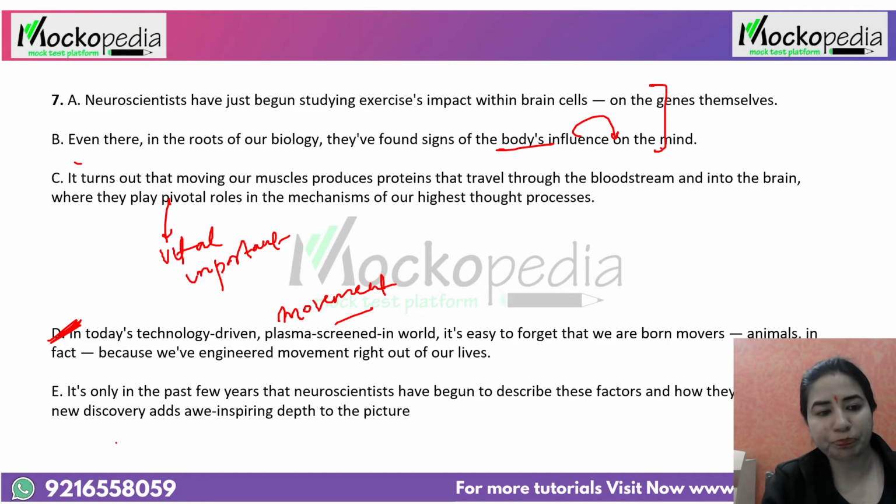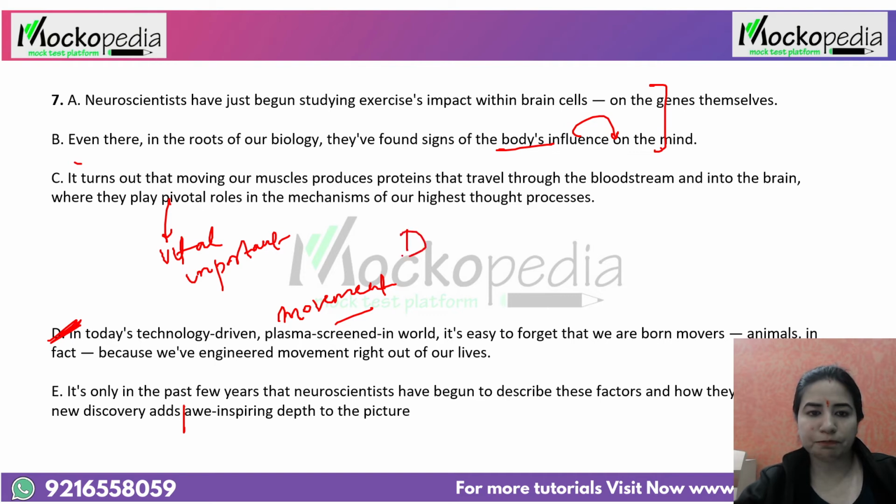E is trying to convey. It's only in the past few years that neuroscientists have begun to describe these factors and how they work, and each new discovery adds inspiring depth to the picture. So, neuroscientists have begun the discussion, and how they work, how the examination is happening, how the study is happening. So of course E is also showing association with the research of neuroscientists, exercise's impact over the brain. So even E looks associated, but the movement of the human being is not fitting in the context, right? So you have to pick an answer that definitely would be D. I hope it makes sense.